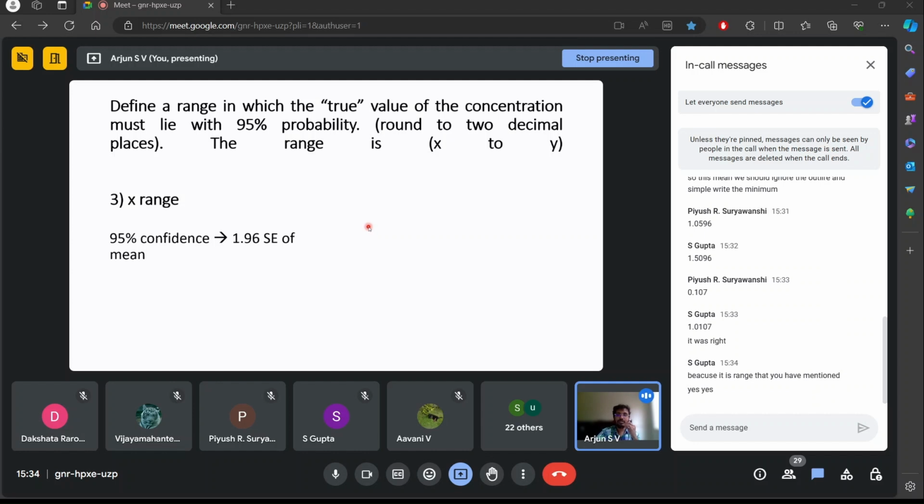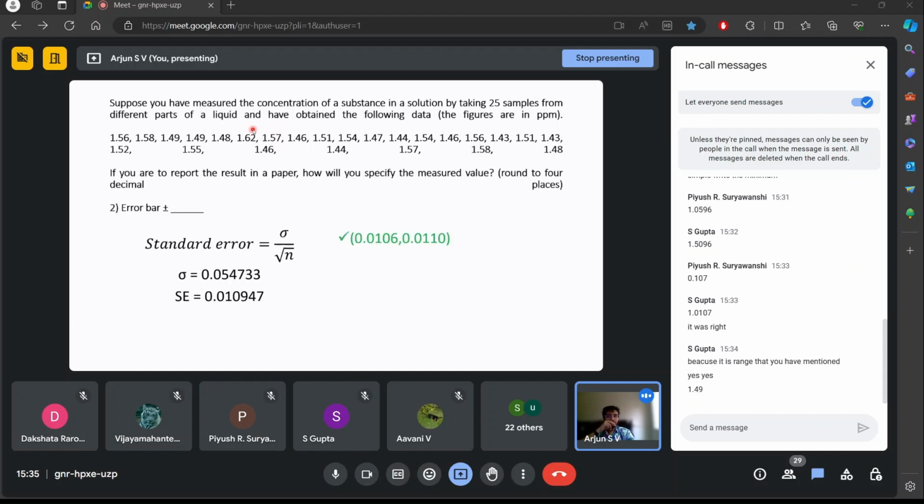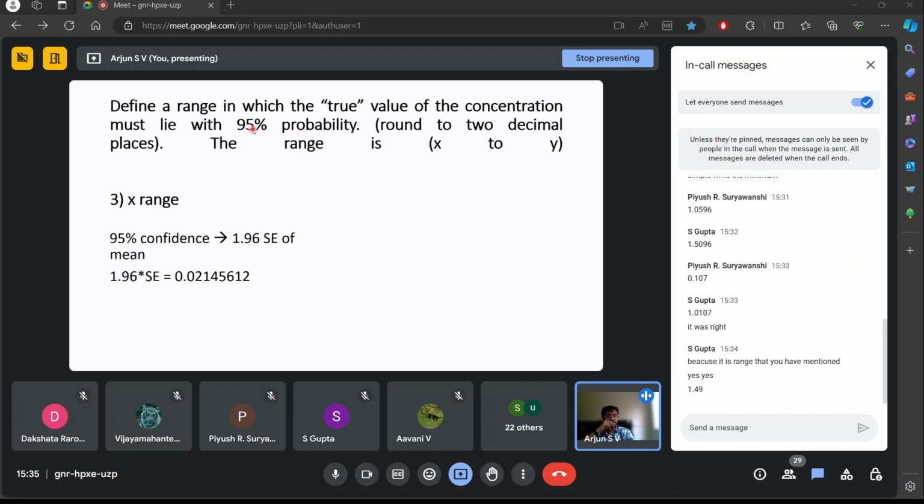Yeah. So in this question, we know that if they ask for 95% probability or 95% confidence, it means that your area is covered till 1.96 times the standard error of the mean. And we know the standard error from the previous question. So here we know the standard error is 0.0109. So we'll multiply that by 1.96 and we'll get this 0.0214 value. And then what we do is we find the x range. So the x range is the lower and upper limit from this mean value, and you will add and subtract.